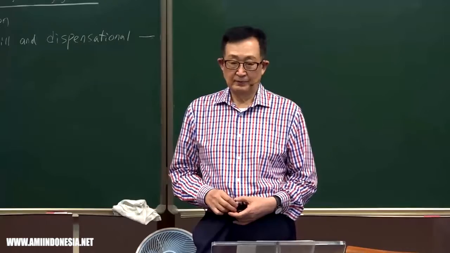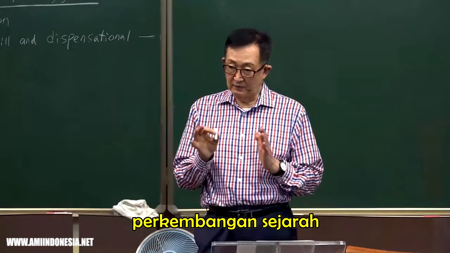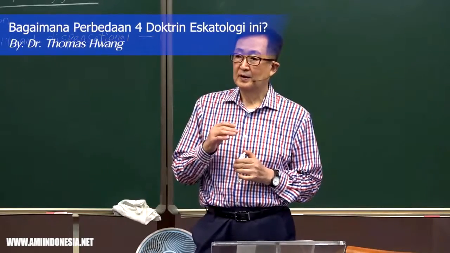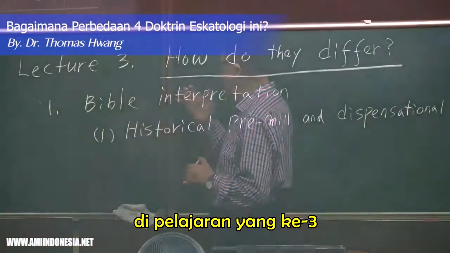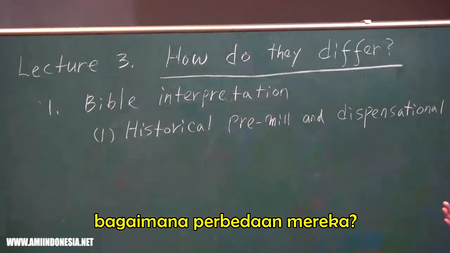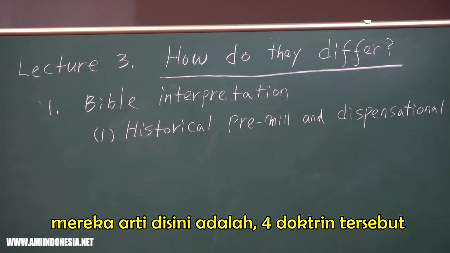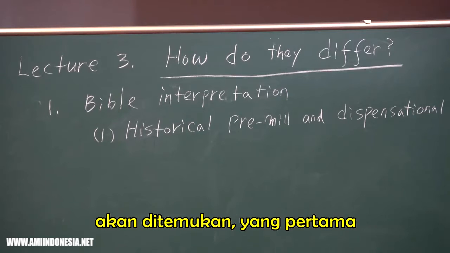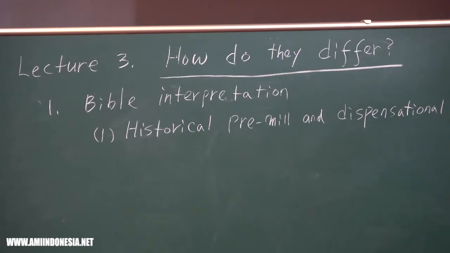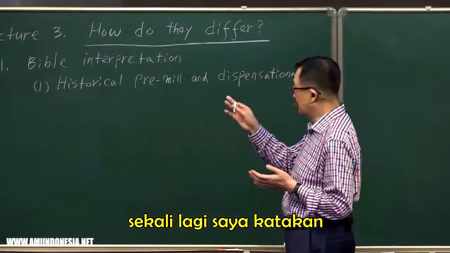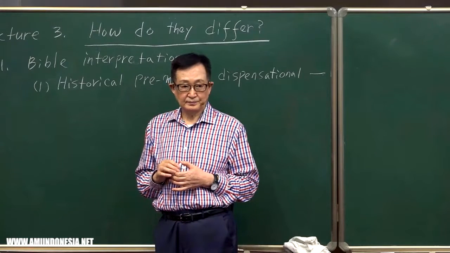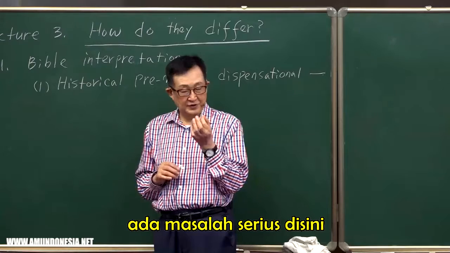In Lecture 2, we studied the historical development of those four doctrines. Now, the next step, in Lecture 3: how do they differ? They means the four doctrines. In terms of the differences that can be found here, first, their Bible interpretation is different. The way they interpret the Bible is different. That's a very crucial issue here.